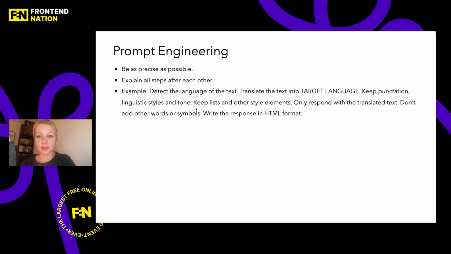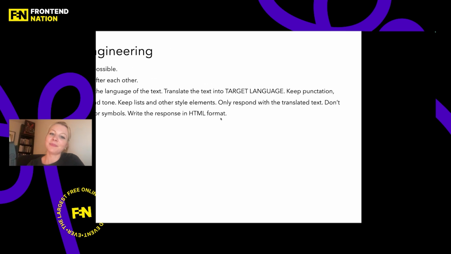Only respond with the translated text. Don't add other words and symbols. You might have seen it before. You say, hey, translate this text, and OpenAI or ChatGPT answered with, okay, here's the translated text. But this is not what we want to have. We don't want to have this prefix. And I actually want to tell it: write the response in HTML format, and then it will do that.